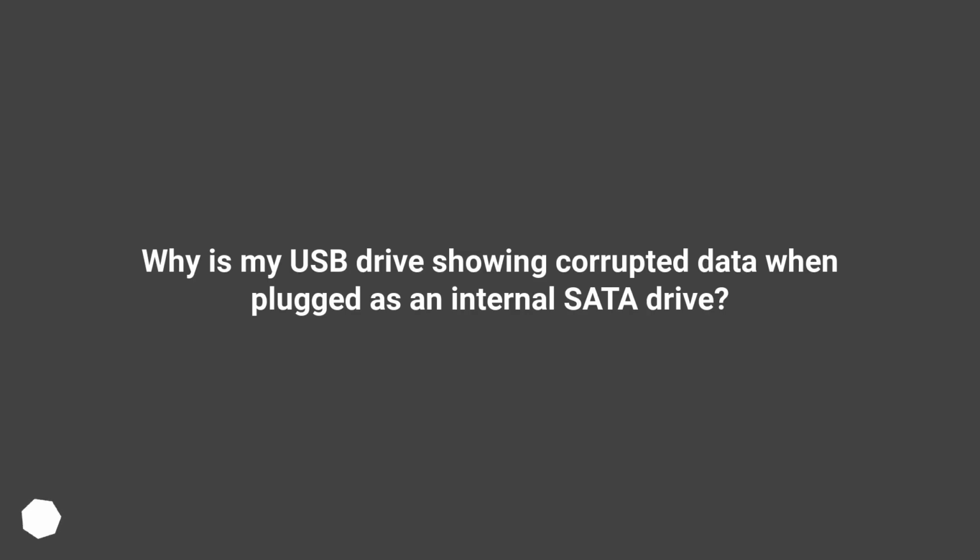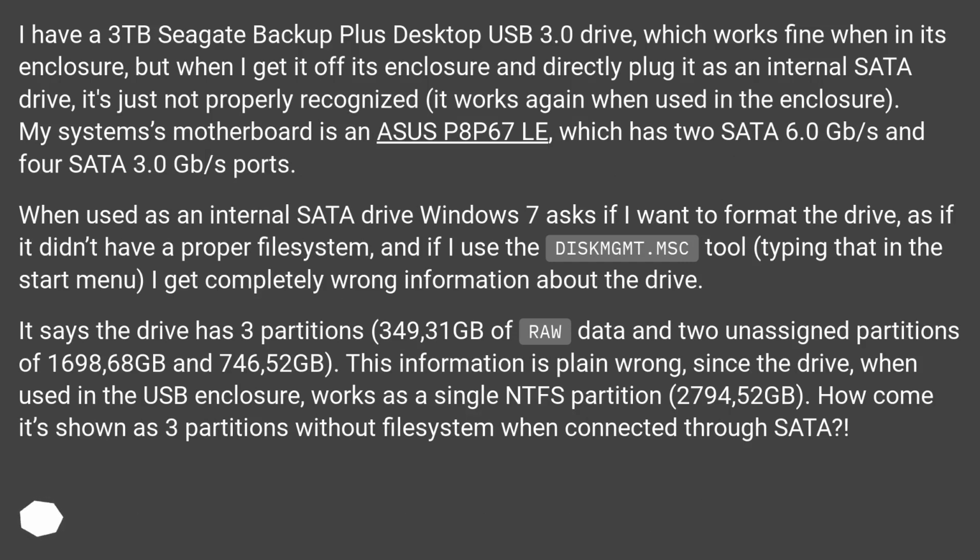Why is my USB drive showing corrupted data when plugged as an internal SATA drive? I have a 3TB Seagate Backup Plus desktop USB 3.0 drive, which works fine when in its enclosure, but when I get it off its enclosure and directly plug it as an internal SATA drive, it's just not properly recognized. It works again when used in the enclosure.